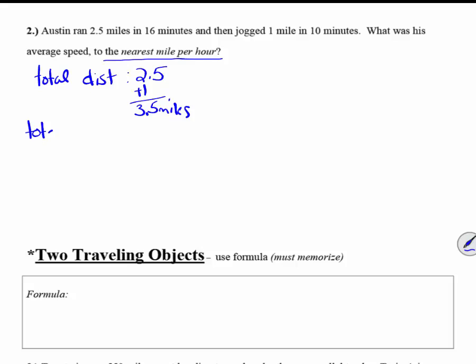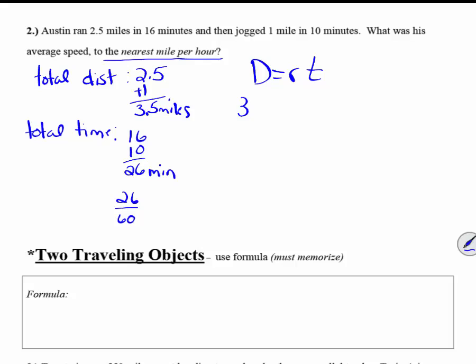Total time, excuse me, we have 16 minutes and 10 minutes, so 26 minutes. If I want to write that as an hour, it's 26 out of 60, because there's 60 minutes in an hour. All right, so my formula, D equals RT. Distance was 3.5. We're looking for R. T is 26 out of 60, because again, they wanted it as miles per hour. So I'm going to multiply by its reciprocal, which is 60 over 26.